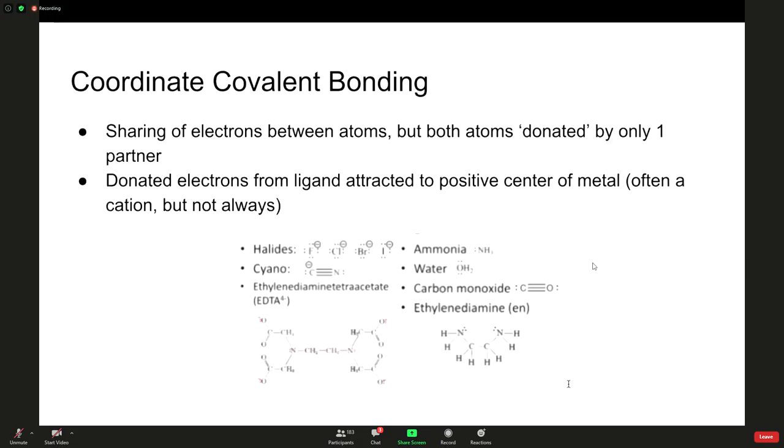All right. And then for coordinate covalent bonding, when we learned about this, we have basically a set of electrons coming from just one partner rather than one electron from each sharing together. So with coordinate covalent, it's usually donating to a metal center. And then these ligands that we see at the bottom are just some common ones that we've seen in class. So it's good to just be able to recognize those when they come up. And next slide.